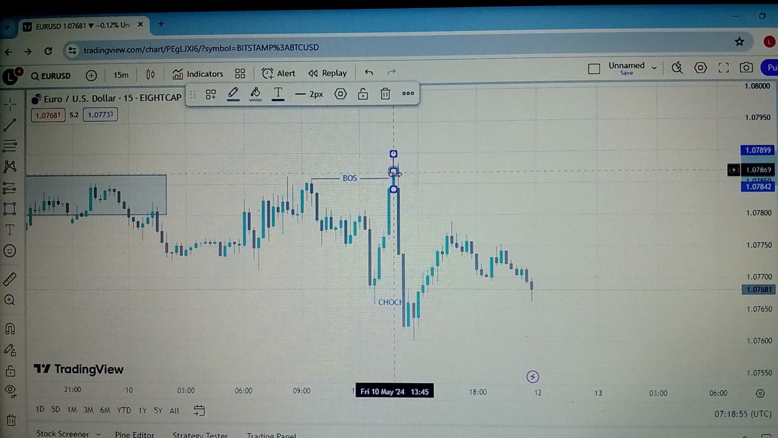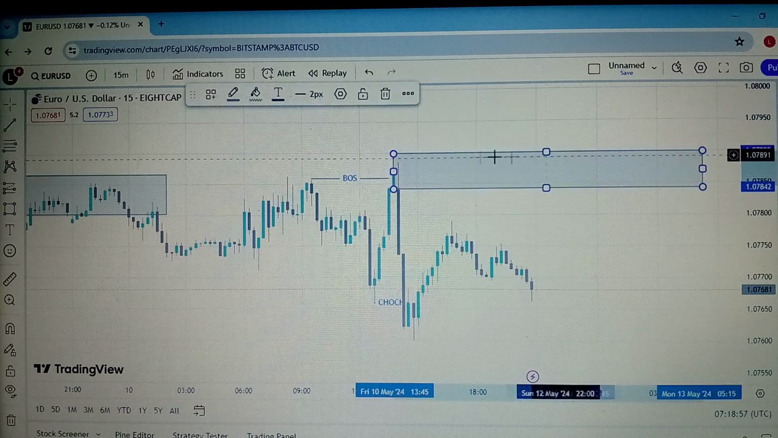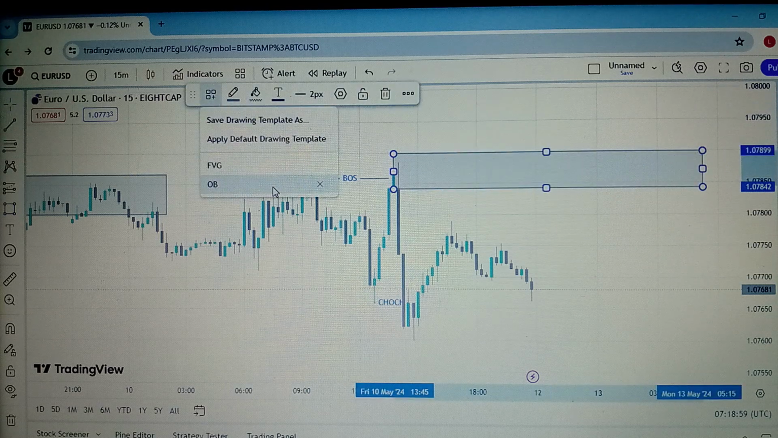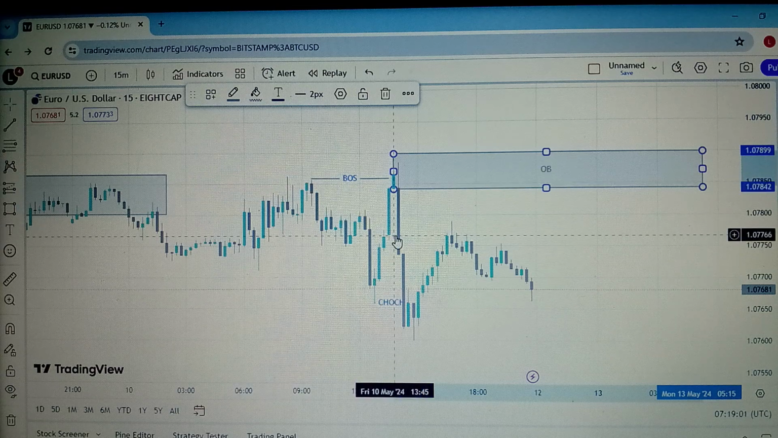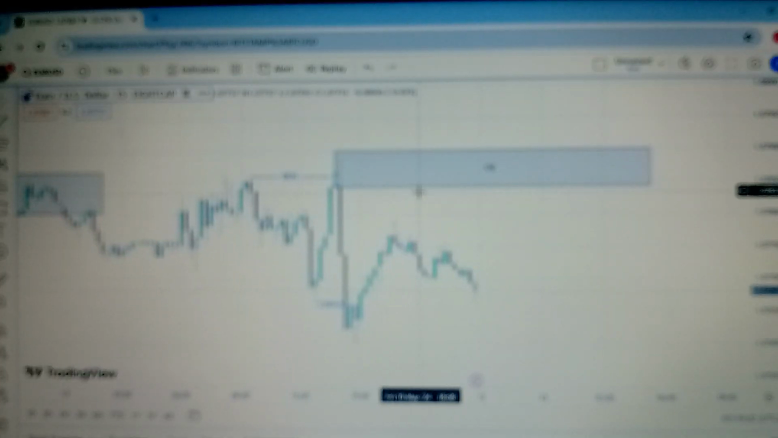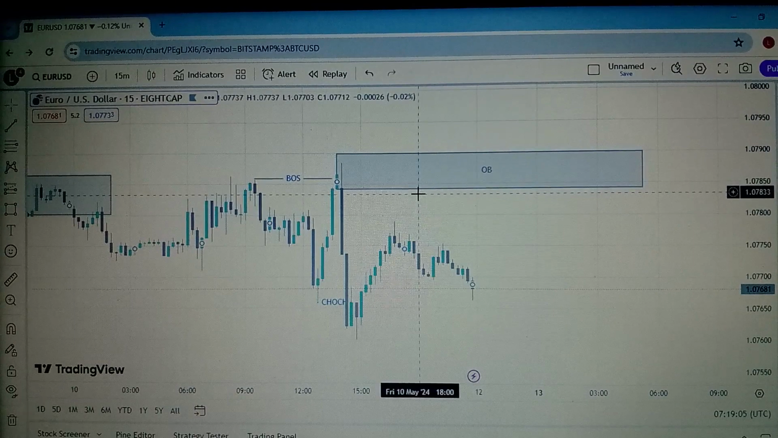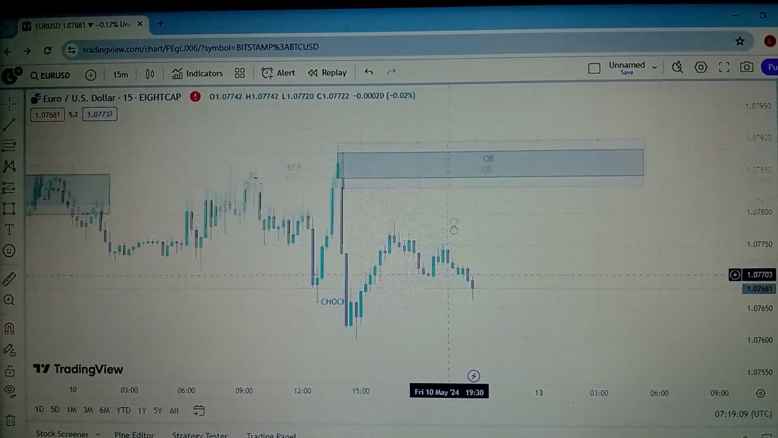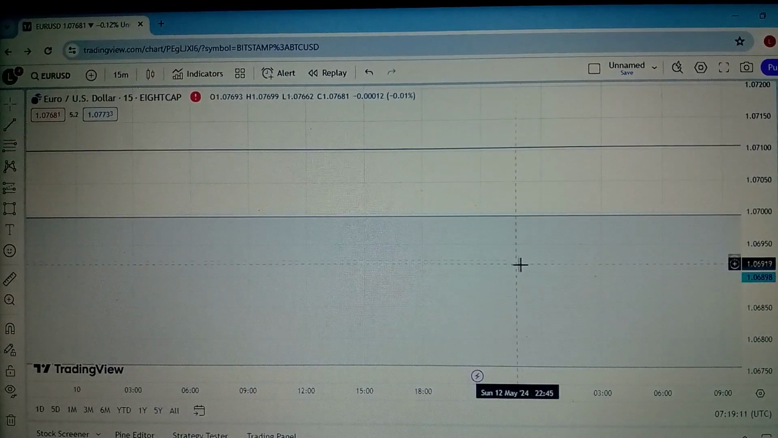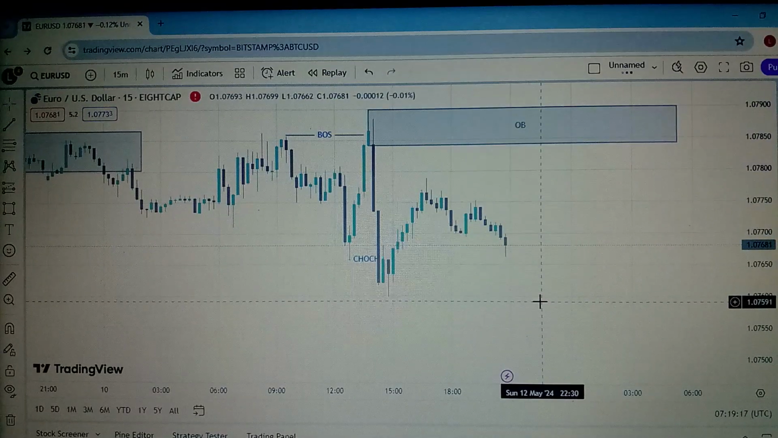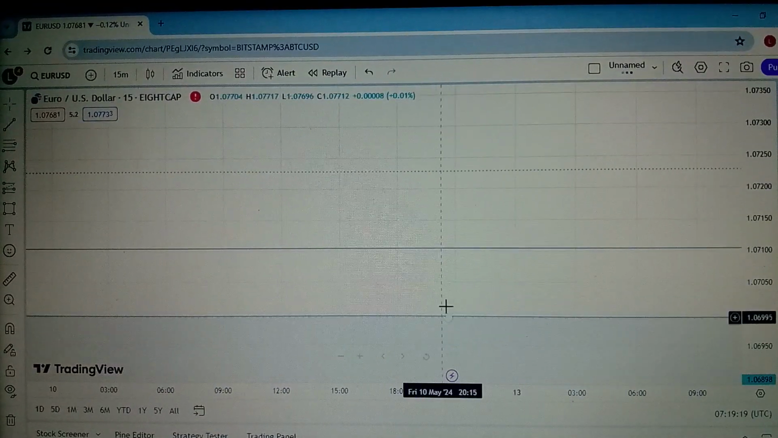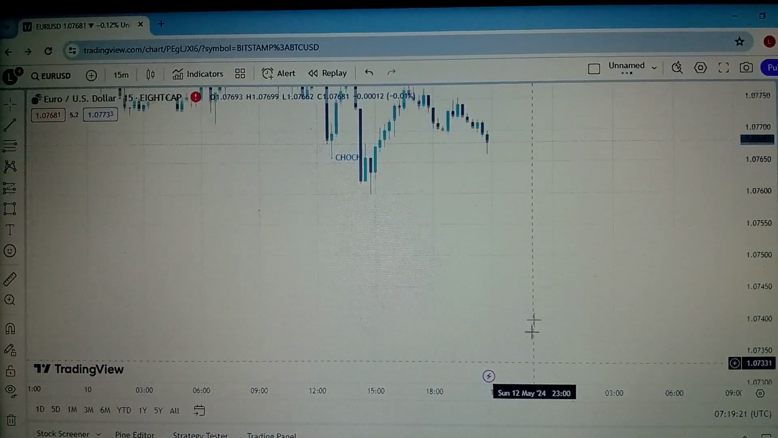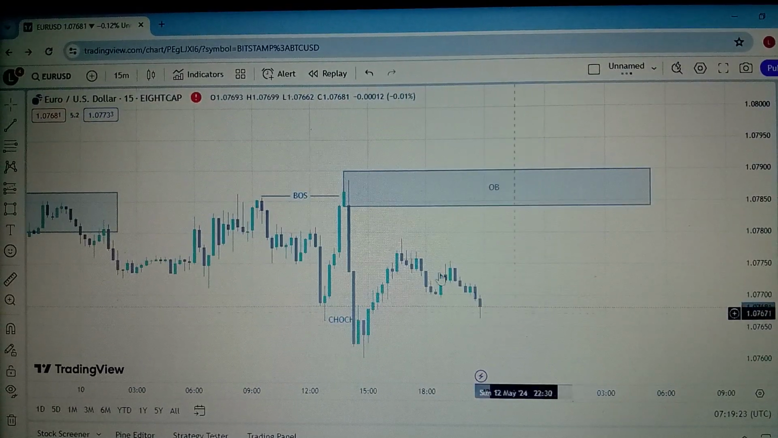We have this order block right here, responsible for the change of character. This is eventually a pullback trade, guys, targeting our higher time frame areas of demand right here. So anyway, targeting our 4-hour demand levels. This is just a pullback trade.